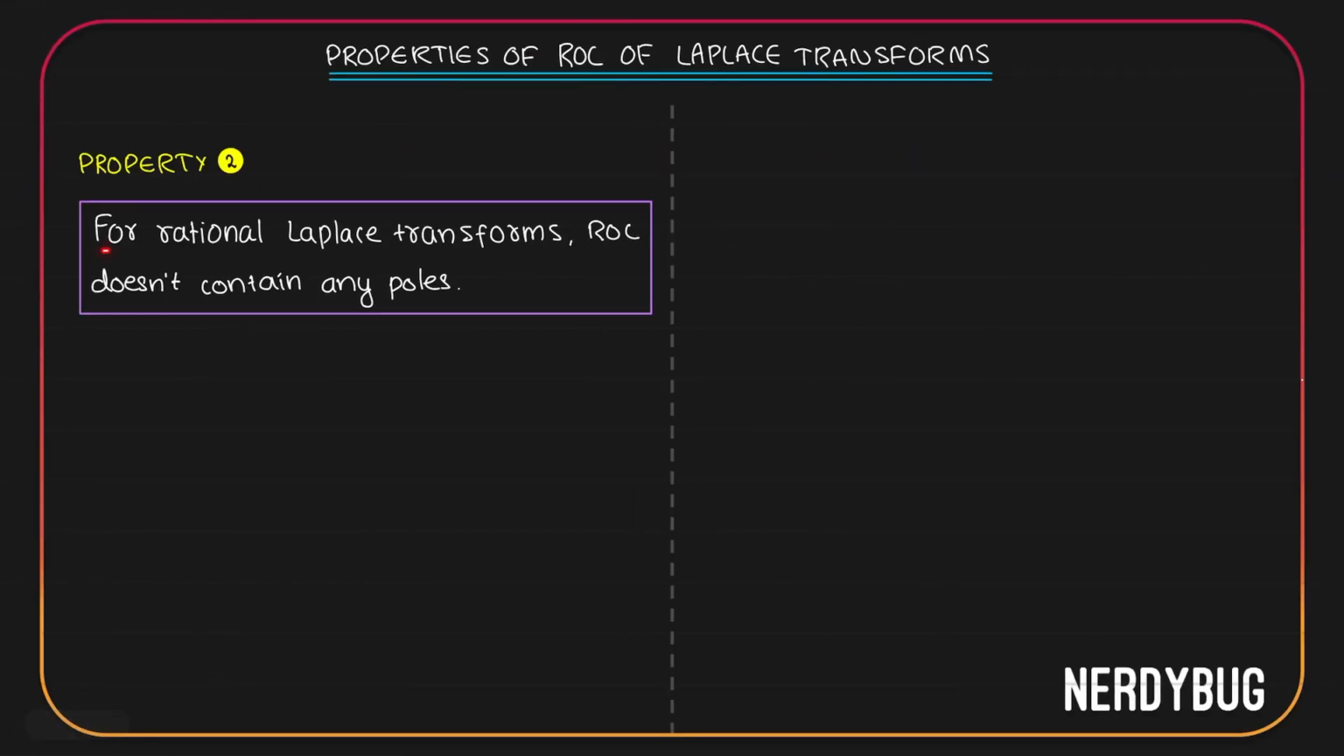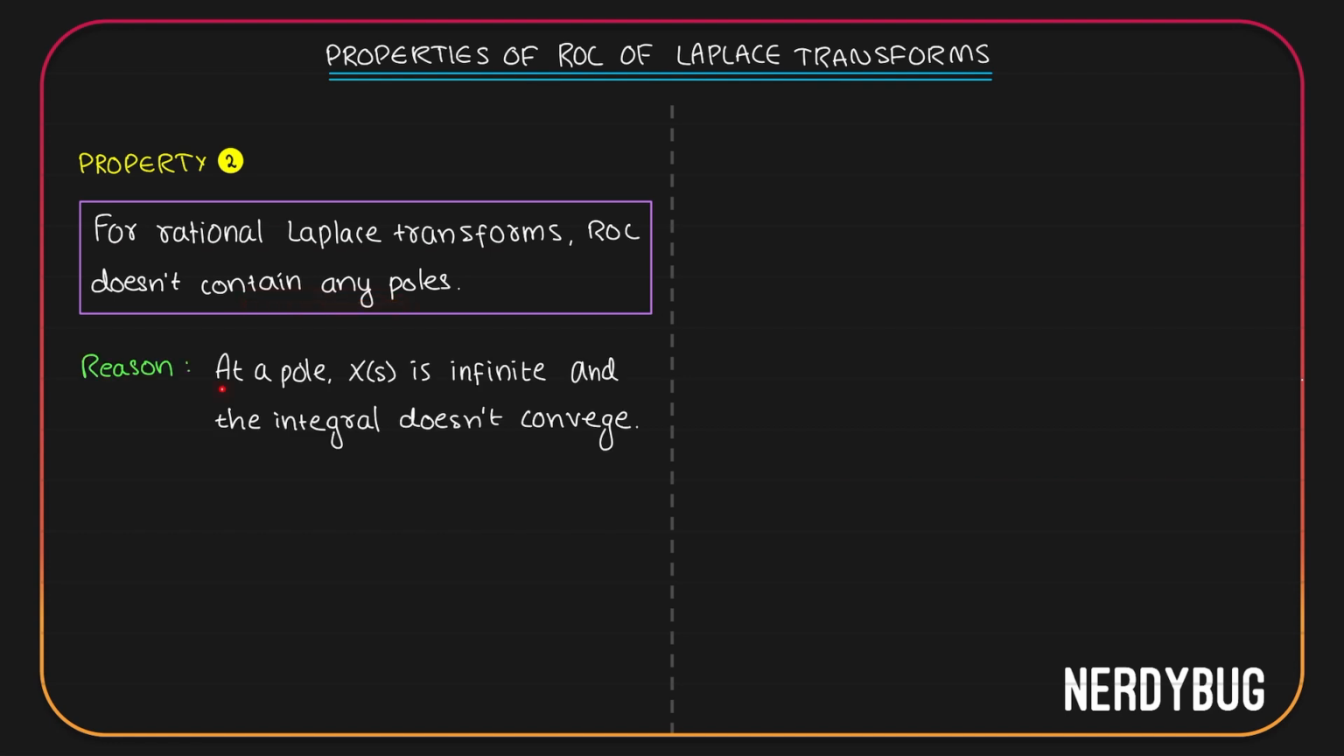The next property says for rational Laplace transforms, ROC does not contain any poles. The reason is that at a pole, x of s will become infinite. That means the integral is not converging to a finite value. The whole idea of region of convergence is the value of sigma for which the integral converges. But at a pole, it does not converge, so ROC can never contain a pole.